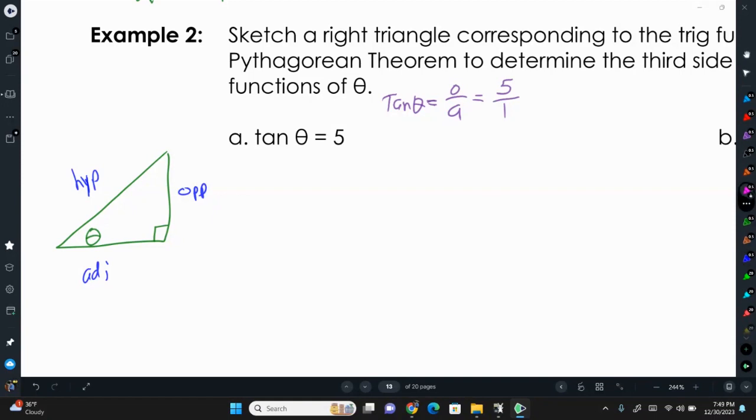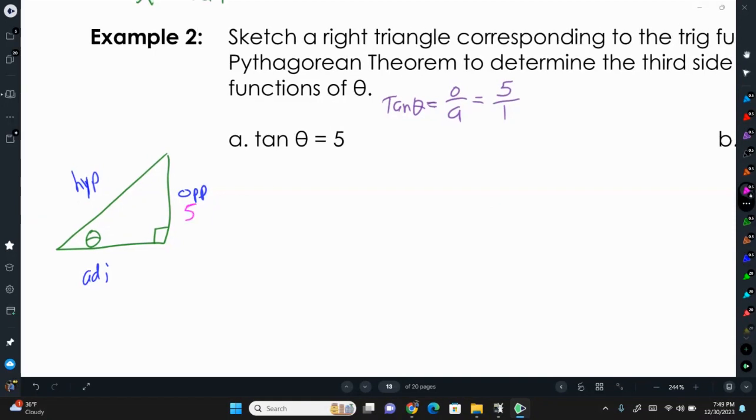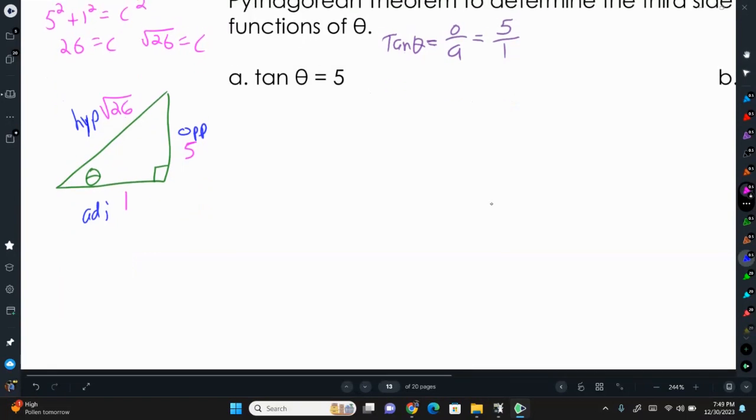So according to the information I was given, the opposite side is 5, the adjacent is 1, and now we have to calculate the hypotenuse by using the Pythagorean theorem. 5 squared plus 1 squared is 26. So then the hypotenuse is the square root of 26. Okay, so now we can figure out our 6 trig functions.